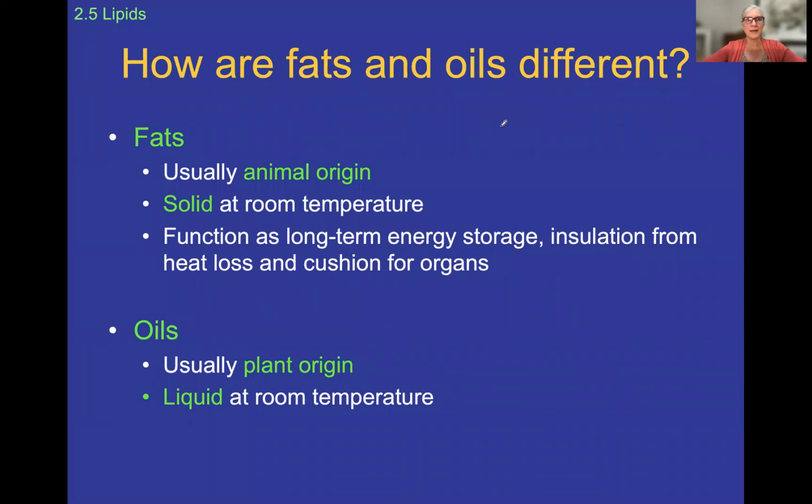Let's take a look at the category of lipid known as fats and oils. Main difference here is that while they have a similar structure, fats are animal origin. So for instance, bacon fat. You cook bacon, the fat in the pan cools and it becomes solid at room temperature, right? So then we also have animals, of course, store fat for long-term energy storage. We can access that, but also insulate, cushion organs, have other roles as well.